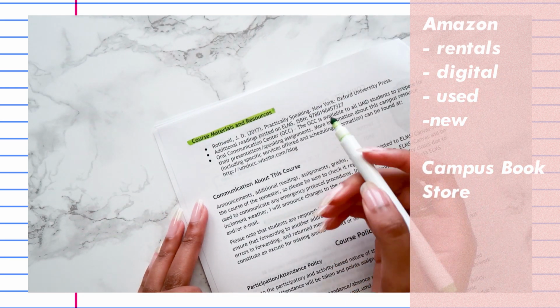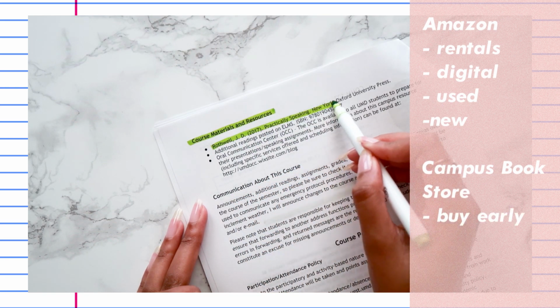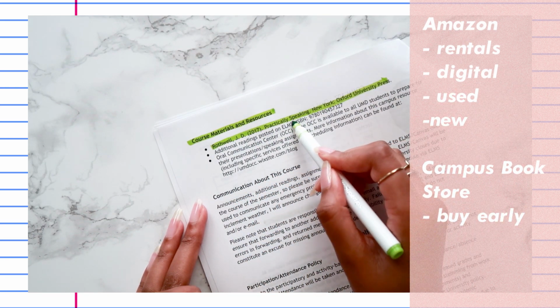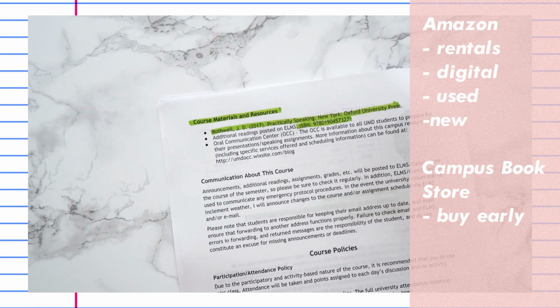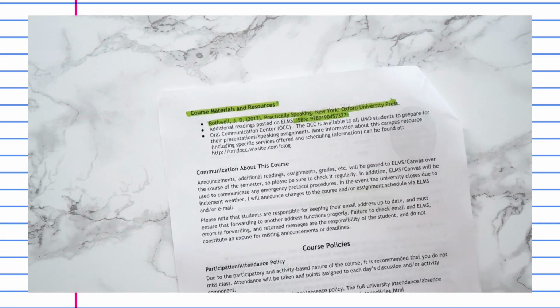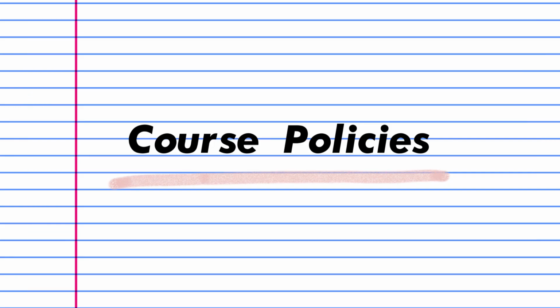But if you do buy books from your campus bookstore, I would say do it as soon as possible, because most of the rentals will go first, since those are the cheaper options. So go there and do it as soon as possible if you are getting any of your textbooks from your campus bookstore. Next we're going to be talking about course policies.